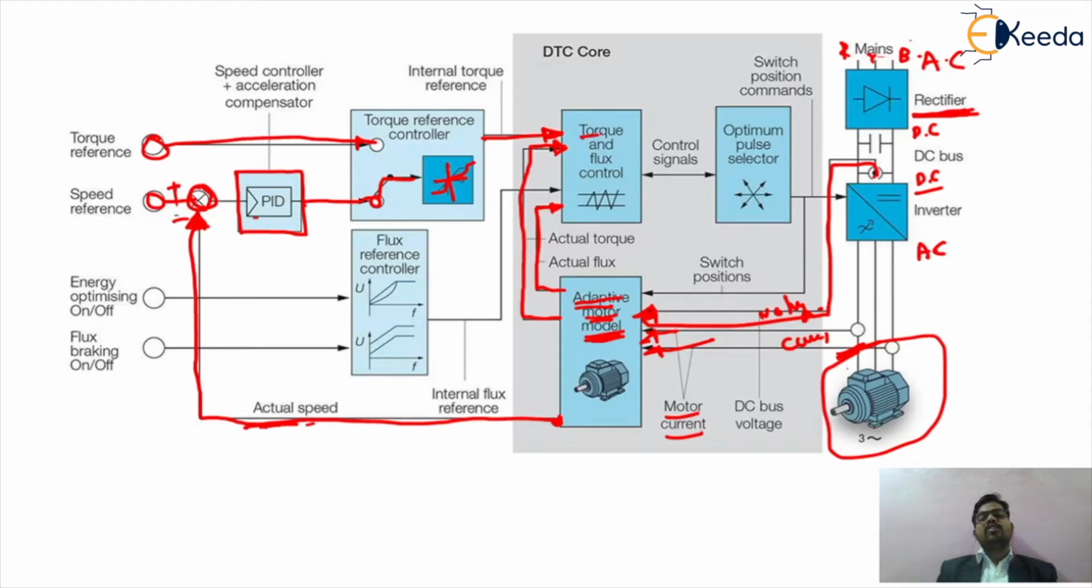From that torque and flux control strategy, we generate some control signals, and these control signals are bidirectional in nature. Along with the generation of the control signal, we can now select the value of the optimum pulse selector. In that optimum pulse selector, we can select the state of your inverter circuit. This shows the state of the inverter circuit, which we call the switch position command.